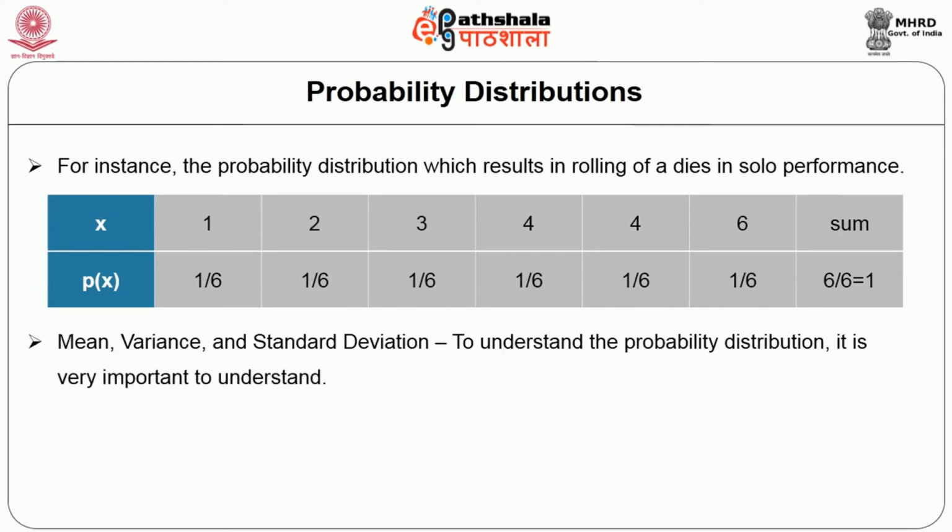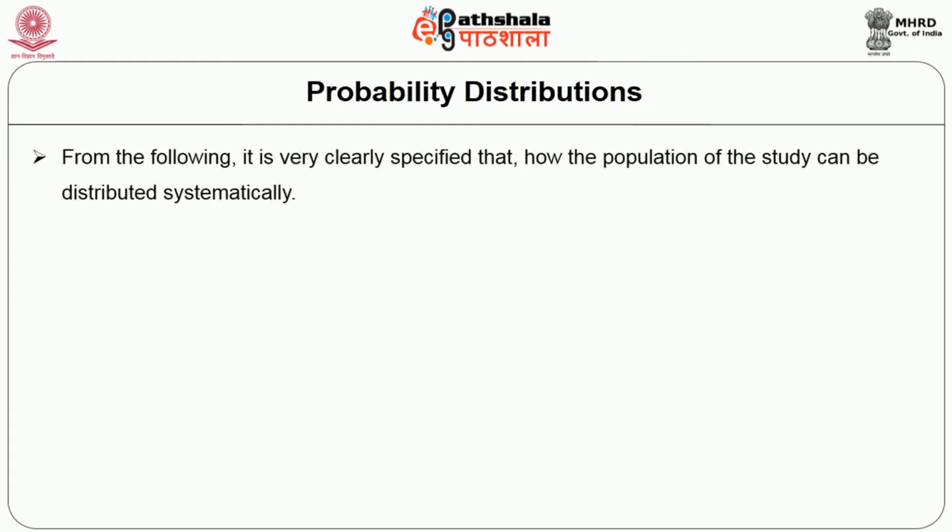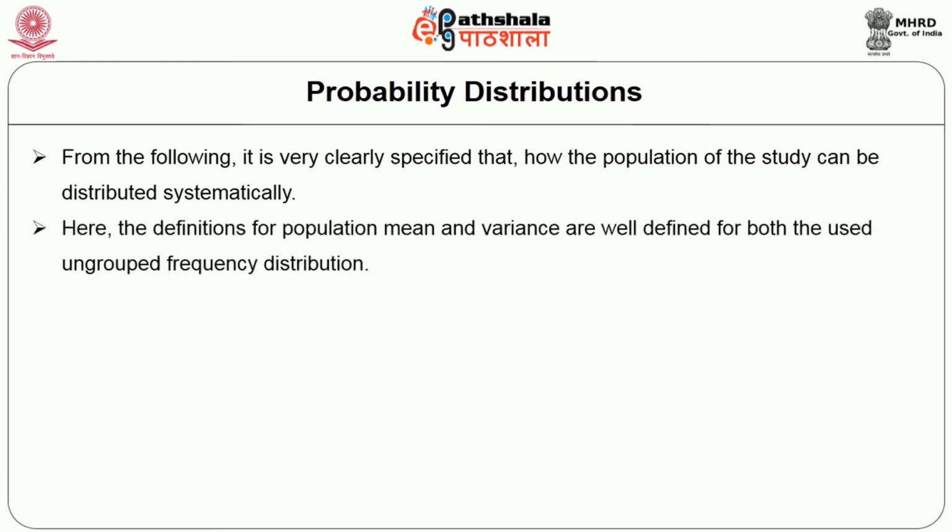So it can be better understood with the help of mean, variance and standard deviation. To understand this probability distribution, it is very important to understand mean, median, variance and standard deviation. This can be clearly explained with the help of the following table. From it, it is clearly specified how a population or a sample of a study can be distributed systematically. Here the definitions for the population mean and variance are defined for the ungrouped frequency distribution. Look at the formula: mean is equal to sigma fx divided by n, and standard deviation is equal to the square root of sigma fx squared divided by n minus the whole square of sigma fx divided by n.